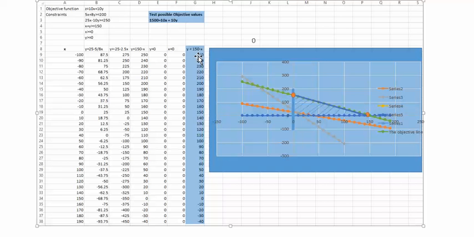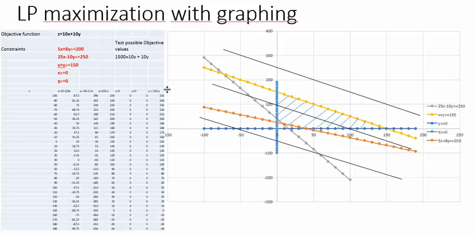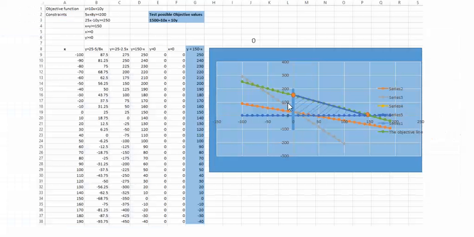If we graph this line now on our graph, we can see that the line for the objective function 1500 equals 10x plus 10y coincides with the yellow line, that is the line for one of the constraints. So what does this mean? This means that the maximum value that you can find for the objective function is going to be on one of the points of this green line.